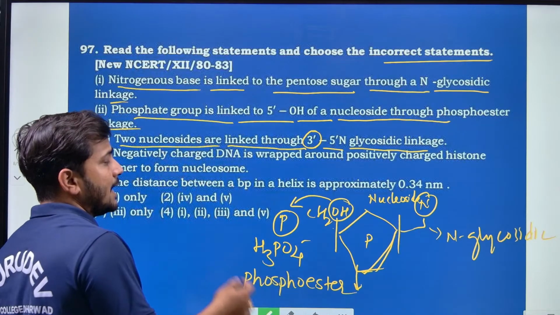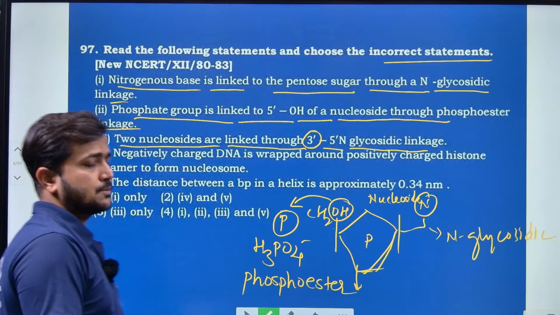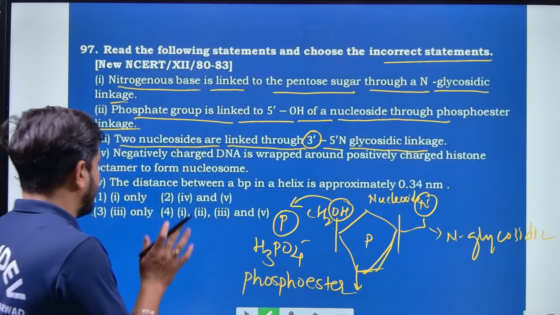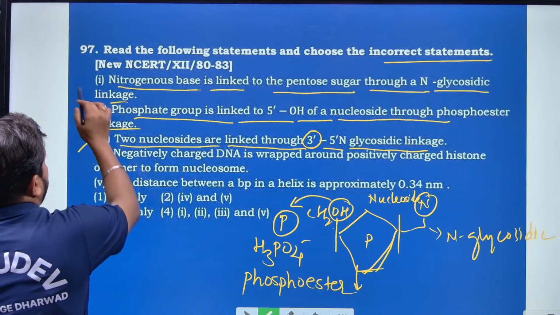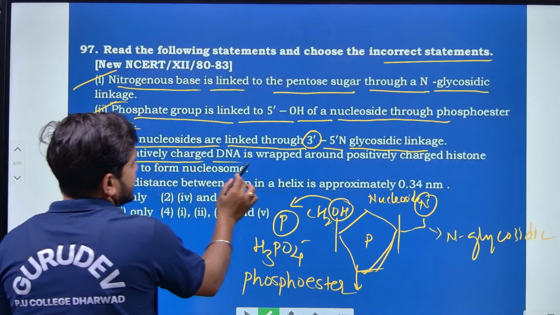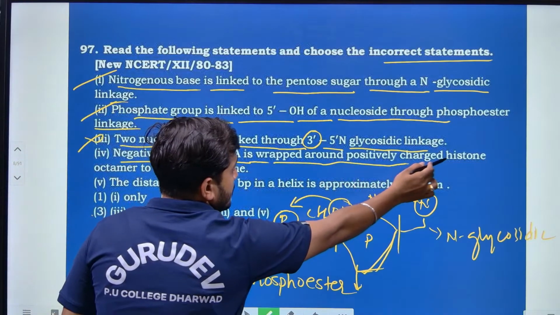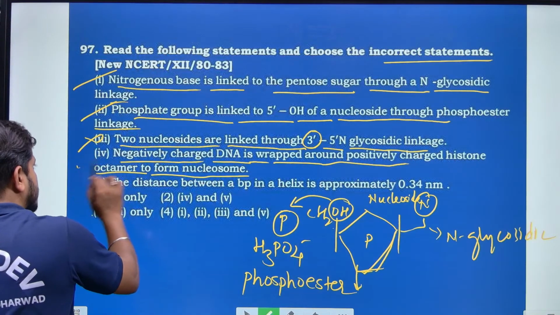So when there is an attachment, it is not by means of a glycosidic bond, but it is with respect to the sugar and phosphate backbone, which is what we are going to find out. Then negatively charged, so this statement is wrong, so the remaining two are correct. Then again, negatively charged DNA is wrapped around positively charged histone octamer to form a nucleosome. Yes, this is also correct.